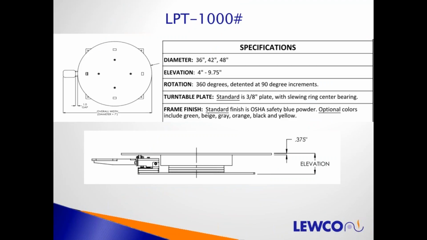It shows you some dimensions and then the specifications, the different diameters we offer, the elevations, the rotation, how thick our plate is. And we have those on there for every turntable, which you'll see on here kind of cut down a little bit.